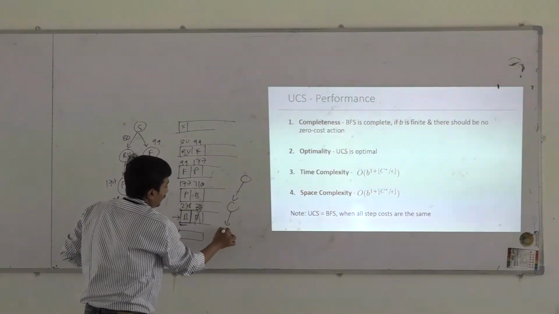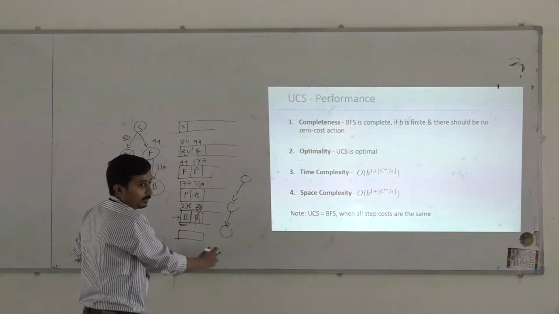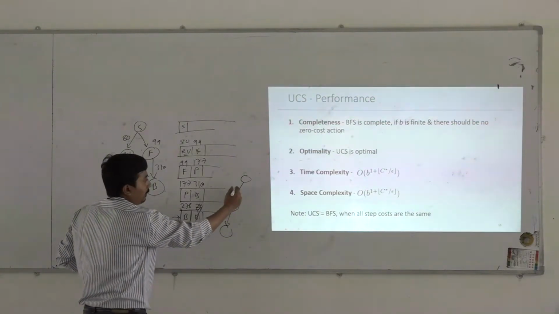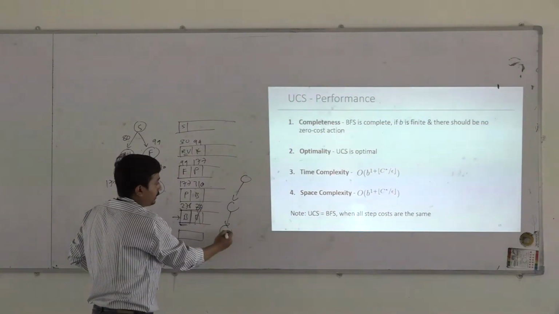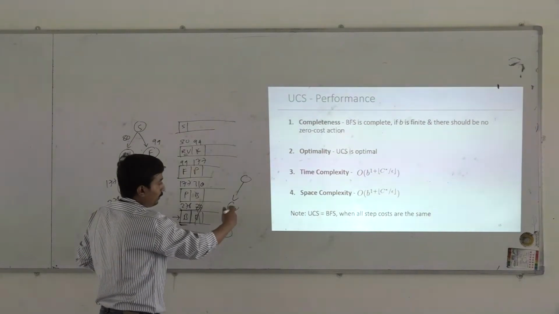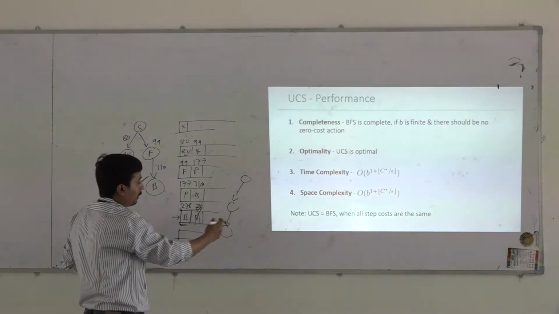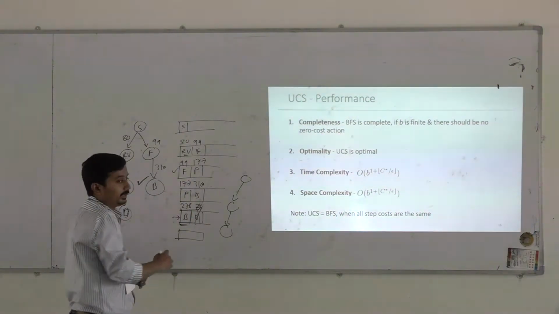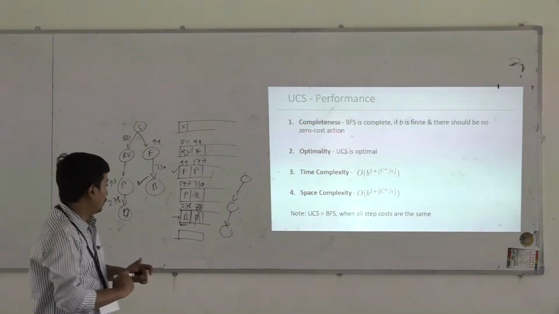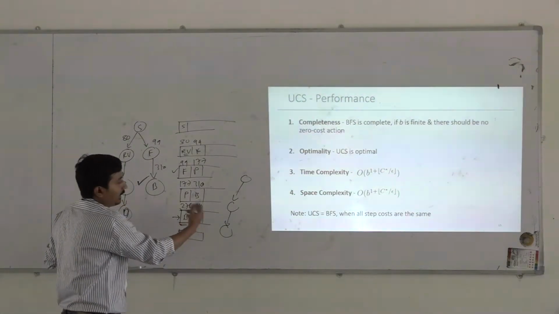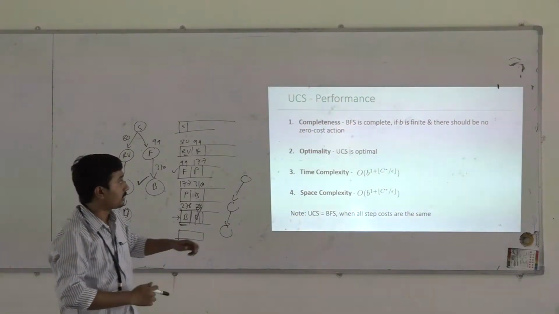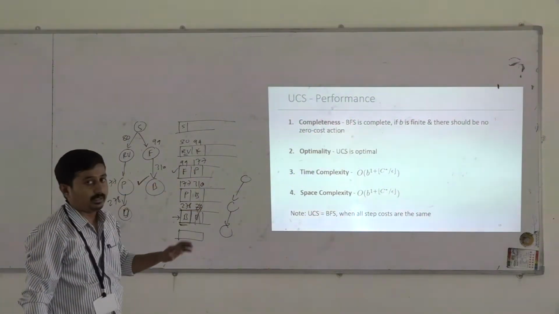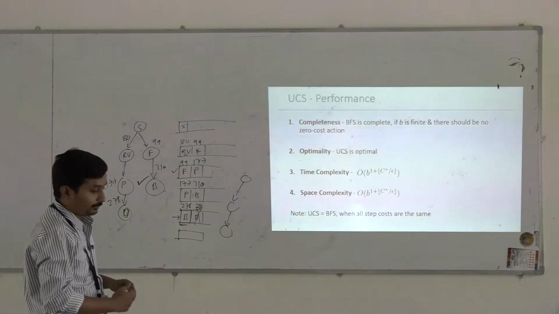Now consider there is a branch with infinite depth. If you keep on applying that zero cost action, you will not go to the other path, because it is not increasing the path cost, as this is implemented in a priority queue. So you will not go to the next node. That's why if these conditions are satisfied, then it is complete. UCS is optimal.